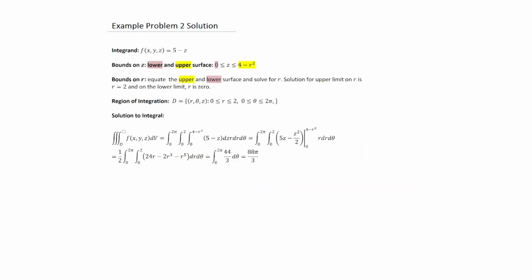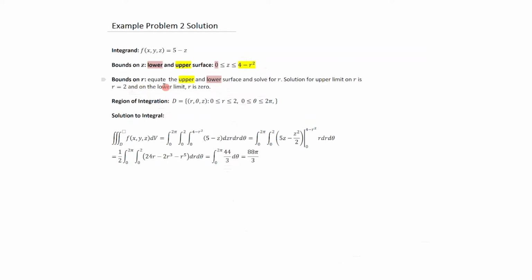And so now we can carry out the calculations. The integrand was given, so we don't have to do anything with it because it's already in cylindrical coordinates: 5 minus z. The bounds on z, the lower and upper surface, are z equals 0 and z equals 4 minus r squared. This is the z equals 0 plane, and this was the paraboloid. So that's the second one.